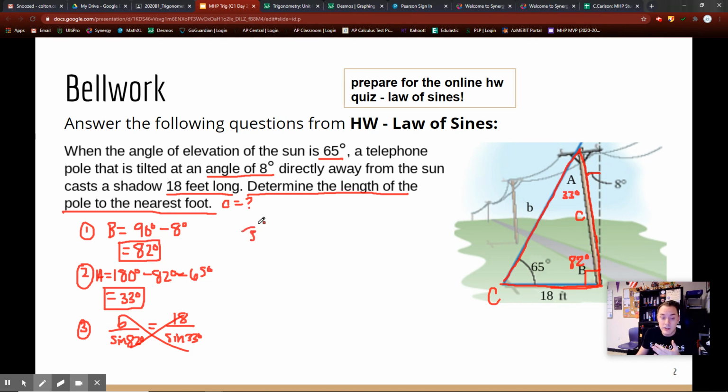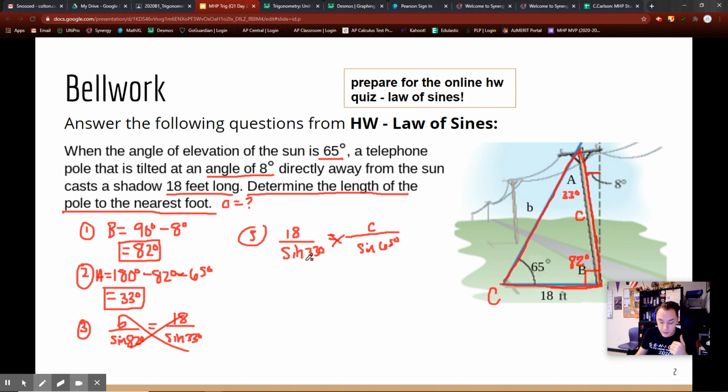Instead, for my third step, what I'm going to do is use what I'm given, what I found, and that is 18 all over sine of 33. So this is my A's. Now I want to find my C's. So my C, I don't know. That's the length of the pole. And then this is all over sine of 65 degrees.